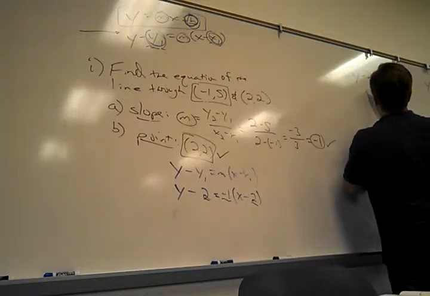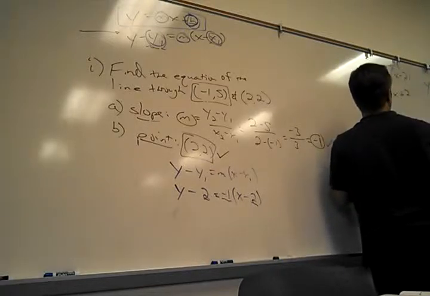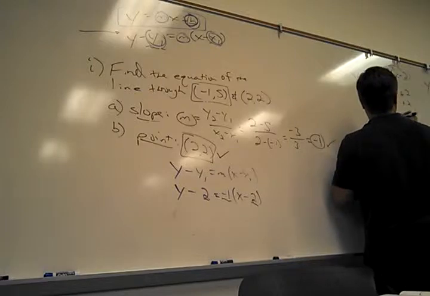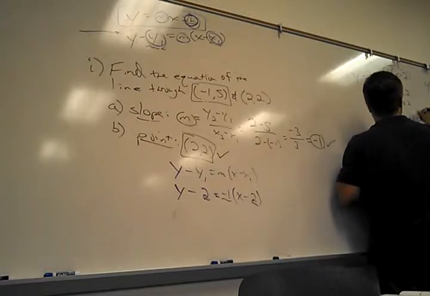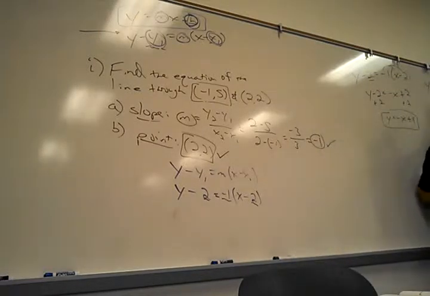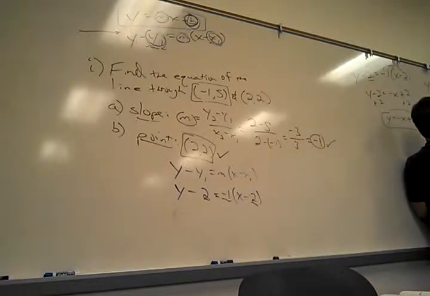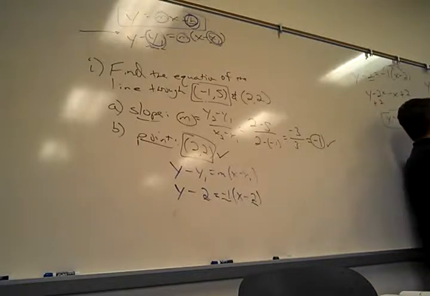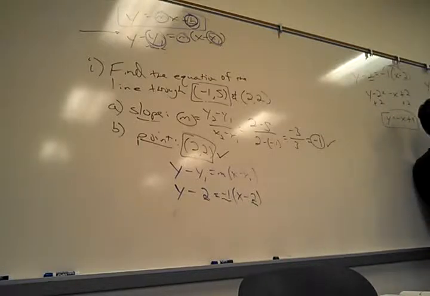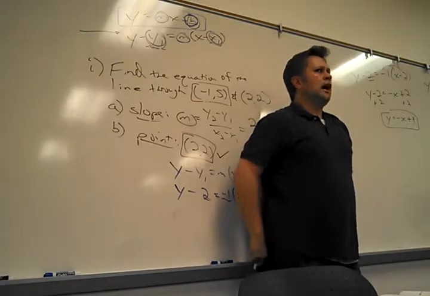Distribute. Good. Add 2. Negative x plus 4. So clean this one up. First thing I should do is inside here, make that a plus 1, right? And now I can bring the negative through. Add 5. Negative x plus 4. The same thing I got there. It's got to be.